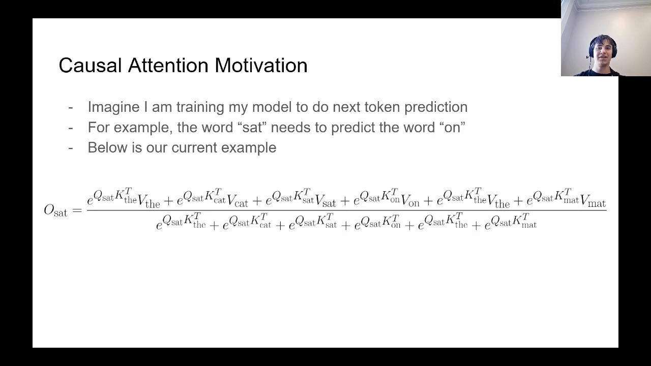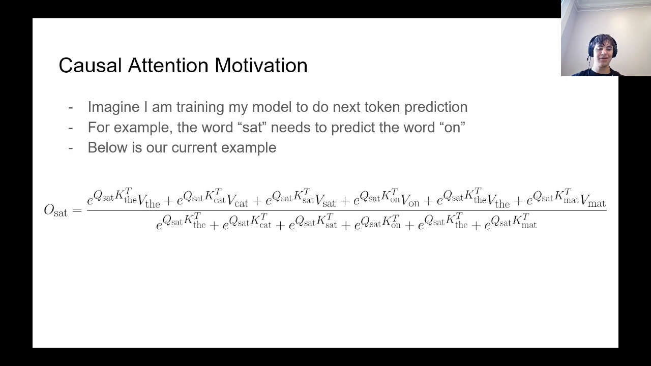So, causal attention motivation. Let me explain why you would only want to get the past and the present, I guess. In our transformer, if we're doing next token prediction, imagine we have the word sat. This is the attention formula for the row of sat, where we're computing the weights, multiplying them by the values, and dividing by all the weights. So normal attention, this is what I showed before.